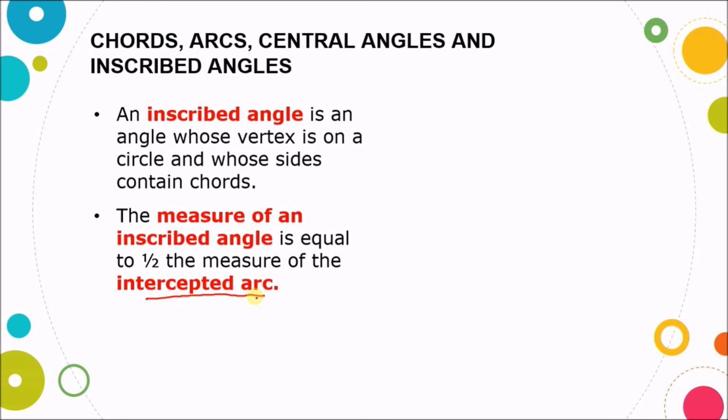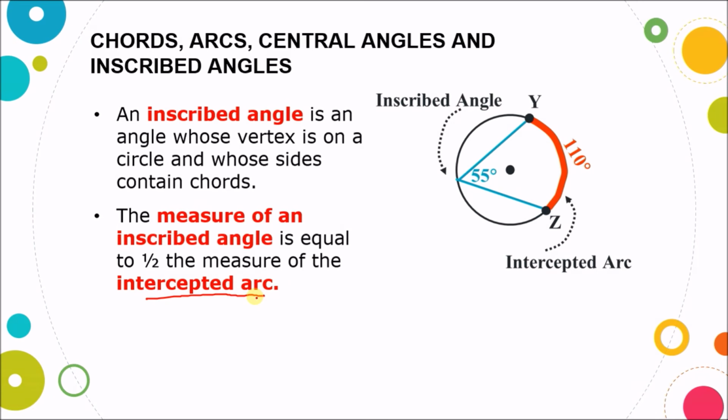Okay, meron din tayong tinatawag na intercepted arc na halos magkahawig doon sa intercepted arc na ginamit doon sa central angle kanina. Okay, so from this given figure, the 55 degrees here is the inscribed angle that intercepts the arc YZ, that's the intercepted arc of the inscribed angle, let's say YRZ here.